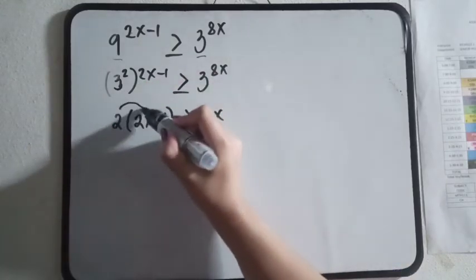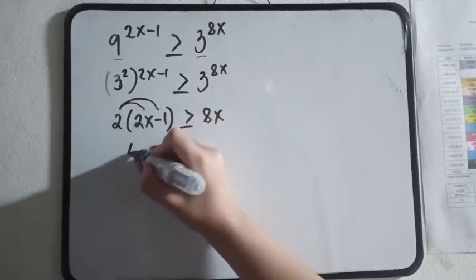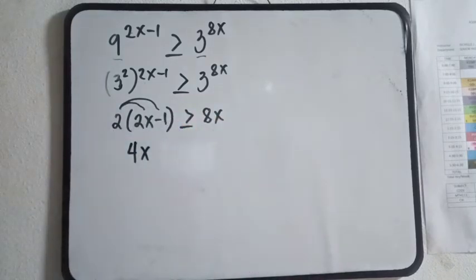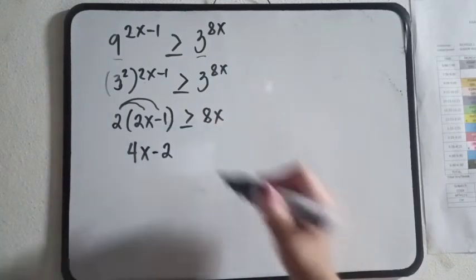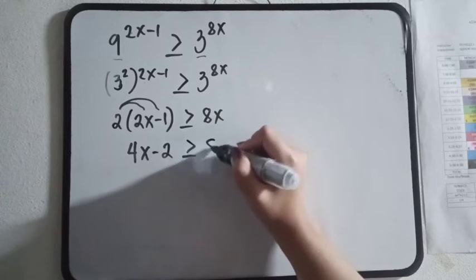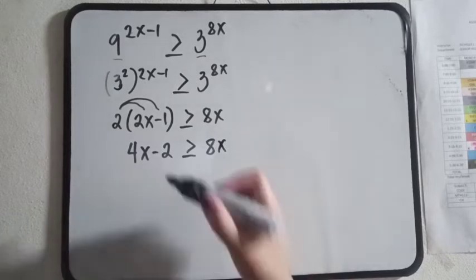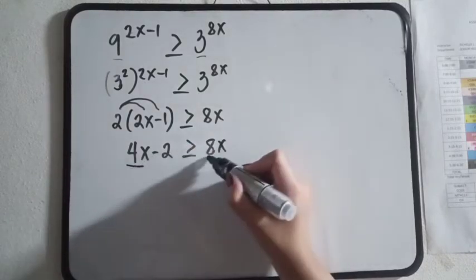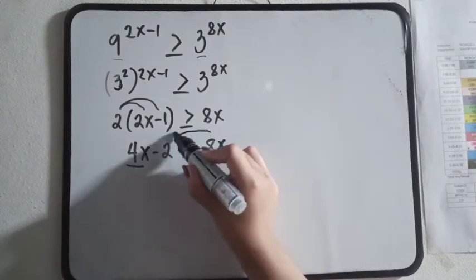Okay, so distribute natin si 2 dito kay 2x minus 1. 2 times 2x is 4x. 2 times negative 1 is negative 2. Greater than or equal to positive 8x. Now, pagsamahin lahat ng may variable x. Ang like terms lang dito, si 4x tsaka si 8x. So lipat natin sa kabila.